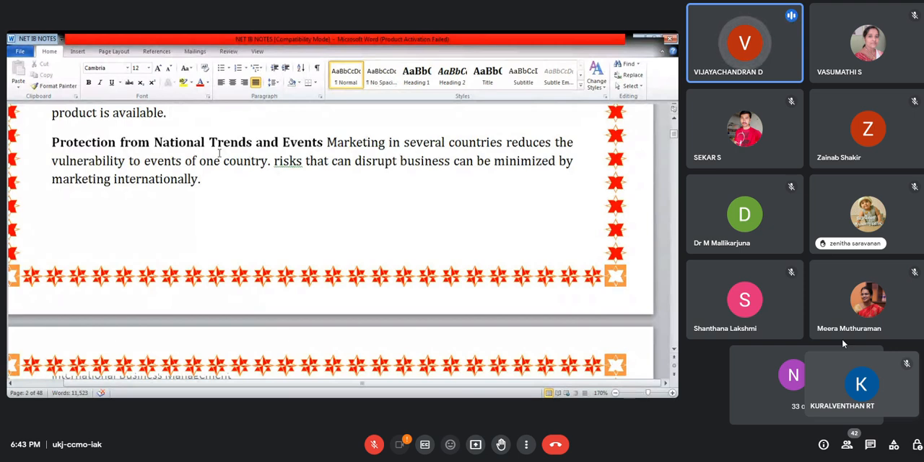So anything that happens in the domestic market, any change in the policy, any change in the government, your product and your market will be disturbed. But one market can be adjusted with another market or another country. So that setup is possible in international trade.